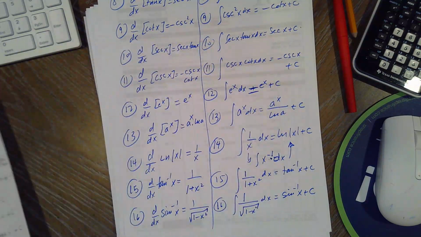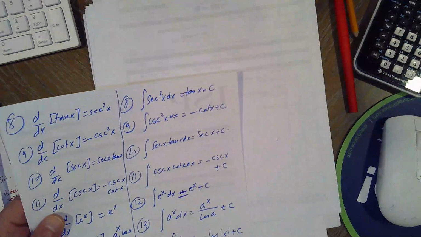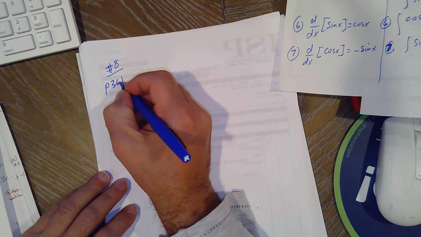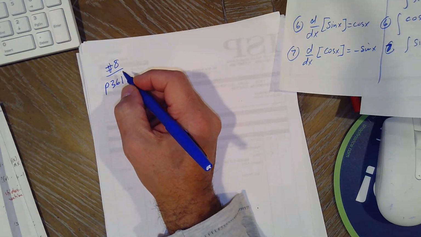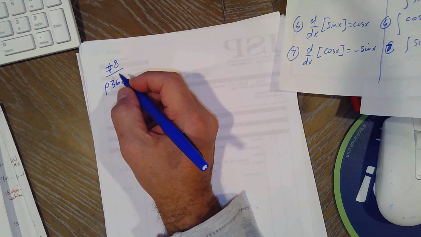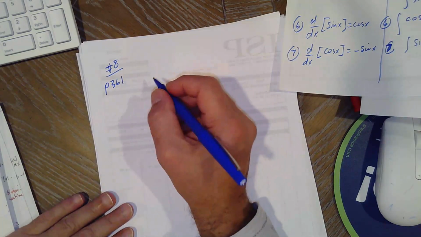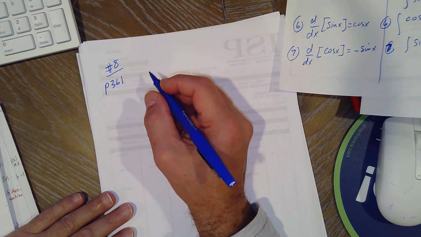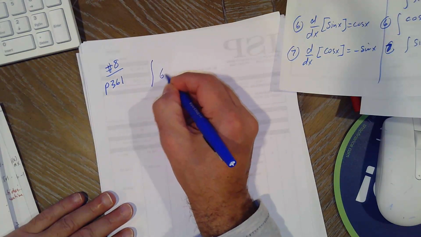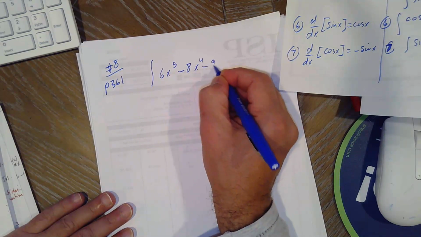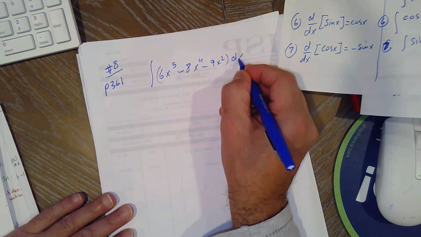Okay, so let's do some examples. Some more examples. Number 8, page 361. It says find the most general antiderivative of the function. So what is the antiderivative of 6x to the 5 minus 8x to the 4 minus 9 squared dx?